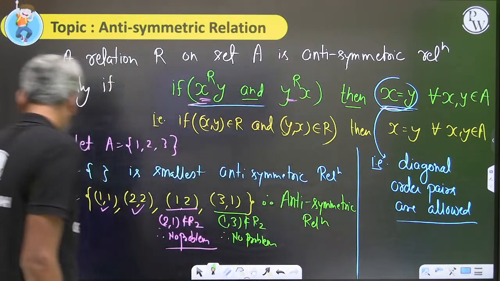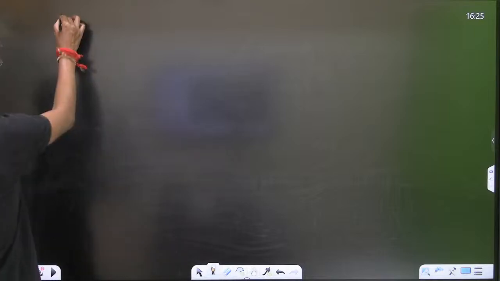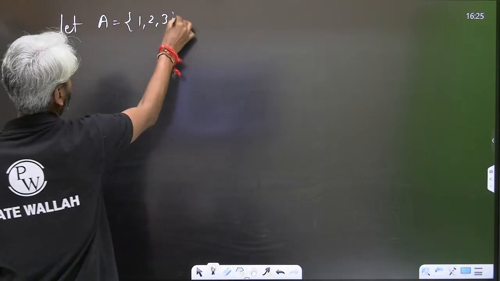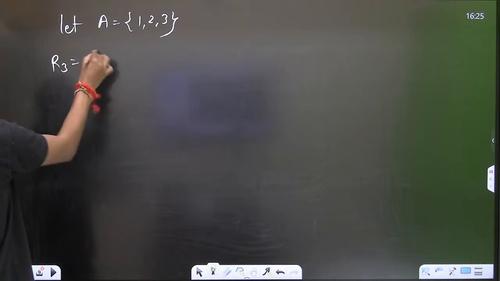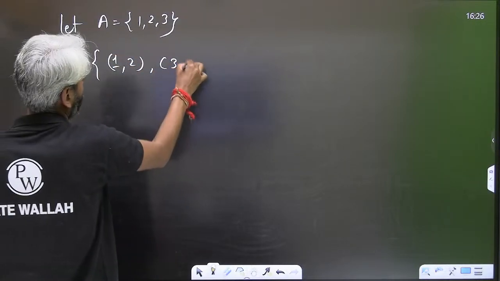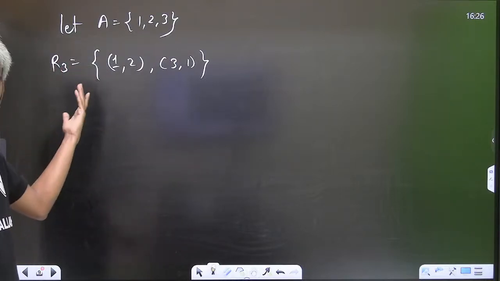Okay. Then what? Let's look at the third example. Same, set is same. Want to make it complicated? R3. So if I write something like, 1, 2 is present, 3, 1 is present. Is it an anti-symmetric relation? Yes, sir. Diagonal order pair may be present, may not be present.